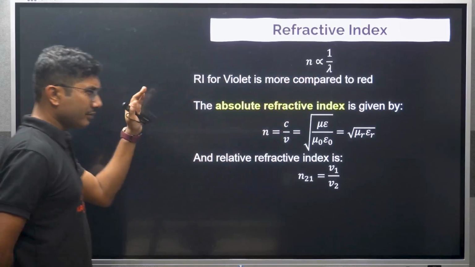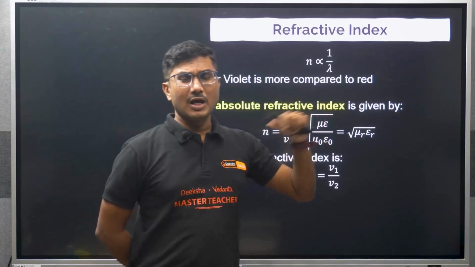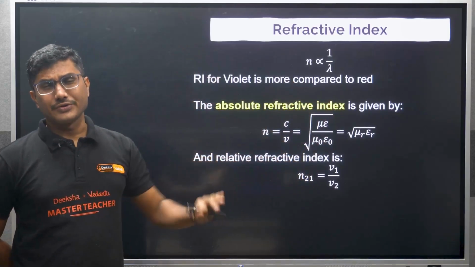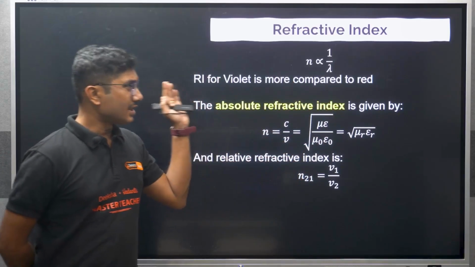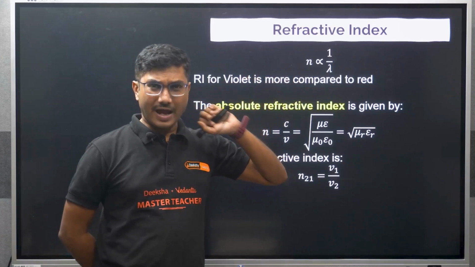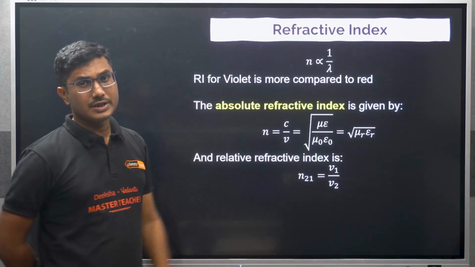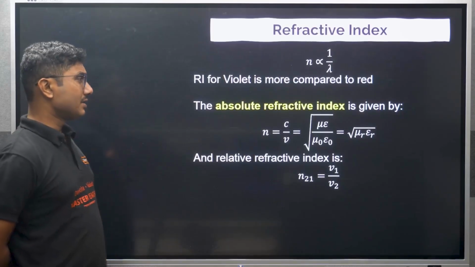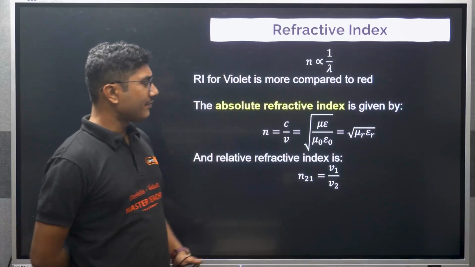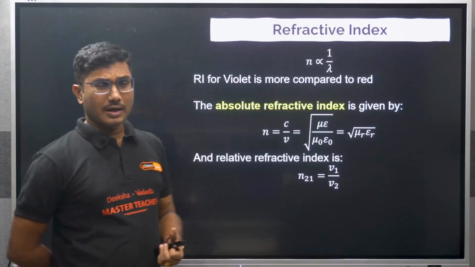Based on this very simple concept, more than 3-4 questions have come in the past. So just remember this very simple fact, and you might find one question coming based on this easy concept. Now, absolute refractive index, this is an optional calculation.